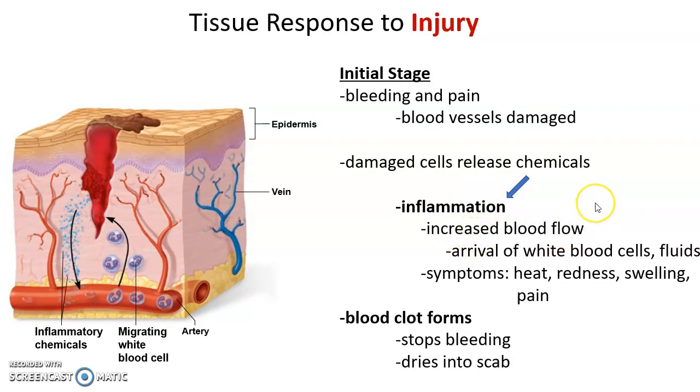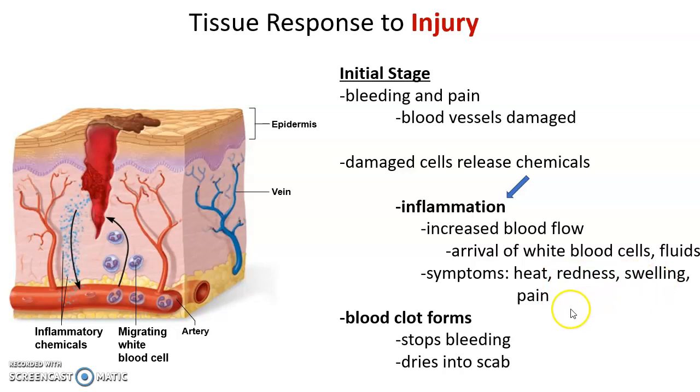Inflammation is an increased blood flow to the area of the injury. This allows for increased arrival of white blood cells. White blood cells will fight any pathogens that enter the body at that injured site. And symptoms of inflammation include heat, redness, swelling, and pain.